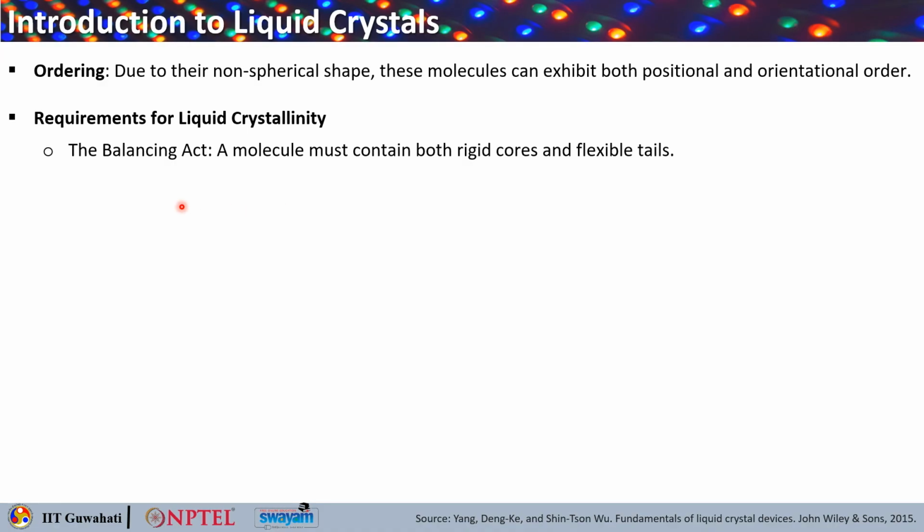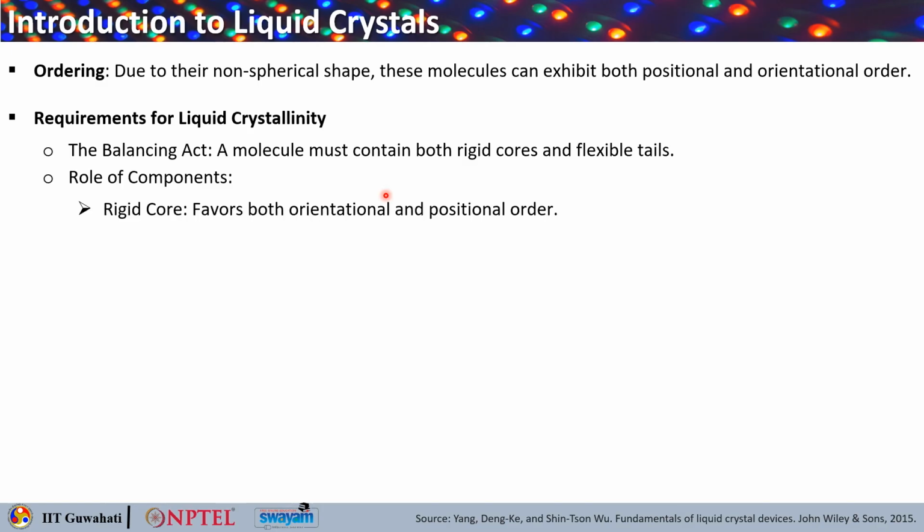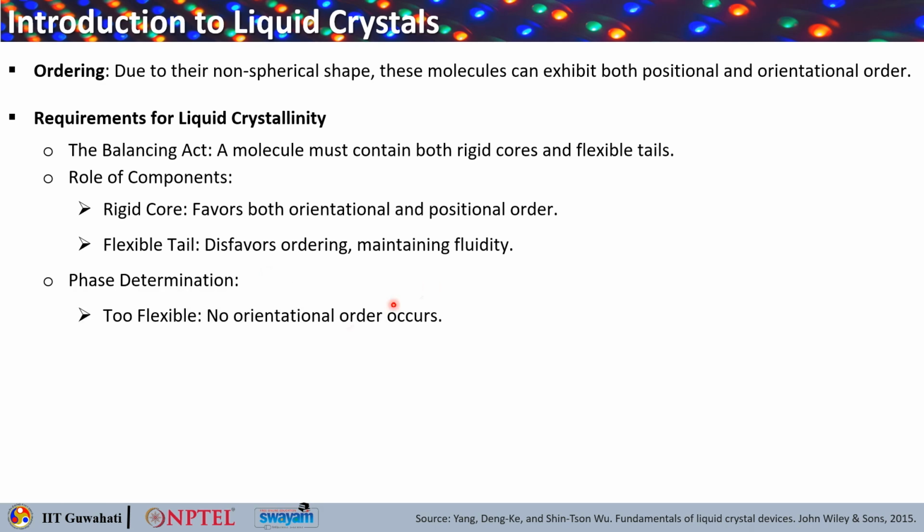Now, what is the requirement for liquid crystallinity? The first important thing is the balancing act. The molecule must contain both a rigid core and a flexible tail. What is the role of the rigid core? The rigid core favors the orientational and the positional ordering, and the flexible tail disfavors ordering. So, it maintains the fluidity.